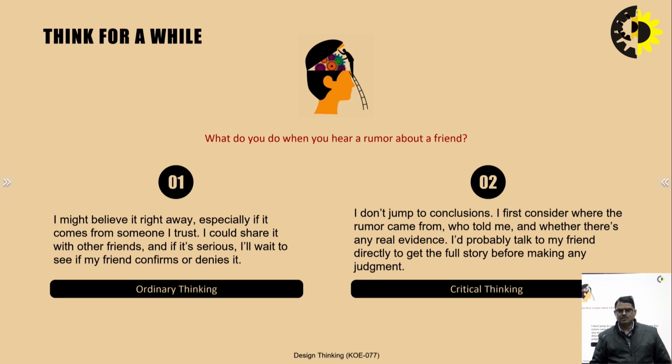The major bullet point here is that if we are trying to solve a problem which is having a long term impact on our life, then we should definitely adopt the critical way of thinking. And if the question that we are going to answer is not having a long term effect or impact on our life, then it is always recommended to go with the ordinary way of thinking.